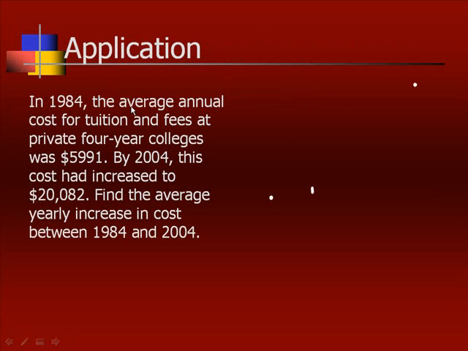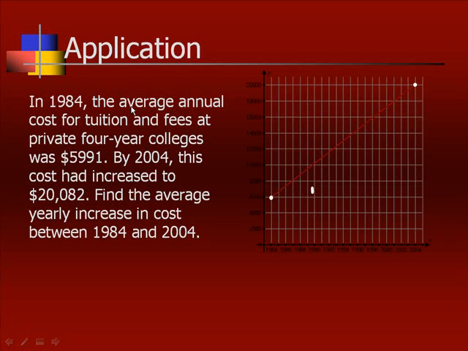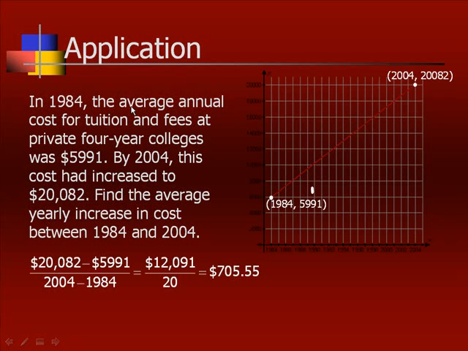Okay? Where are we ever going to use this? In 1984, the average annual cost for tuition and fees at private four-year colleges was $5,991. By 2004, this cost had increased to $20,082. Find the average yearly increase in cost between 1984 and 2004. We are looking for the rate of change. So if we graph those and say, well, the first point is (1984, 5,991). The second one is (2004, 20,082).